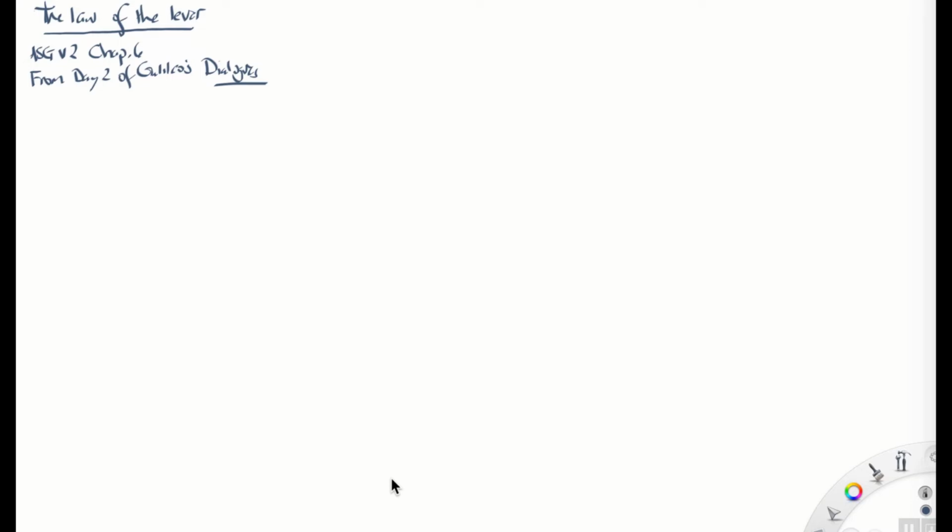For a bar on a fulcrum, he says, the force bears to the resistance the inverse ratio of the distances which separate the fulcrum from the force and the resistance. Okay, so again, the force bears to the resistance the inverse ratio of the distances which separate the fulcrum from the force and the resistance. Okay, so what does that mean?